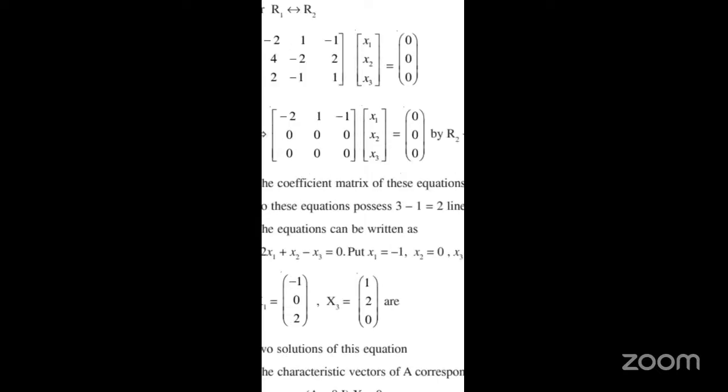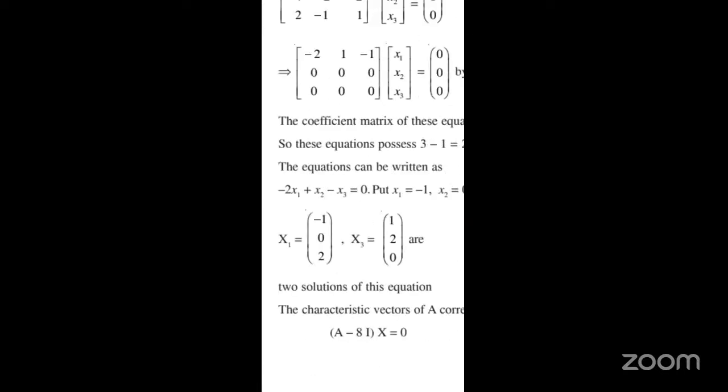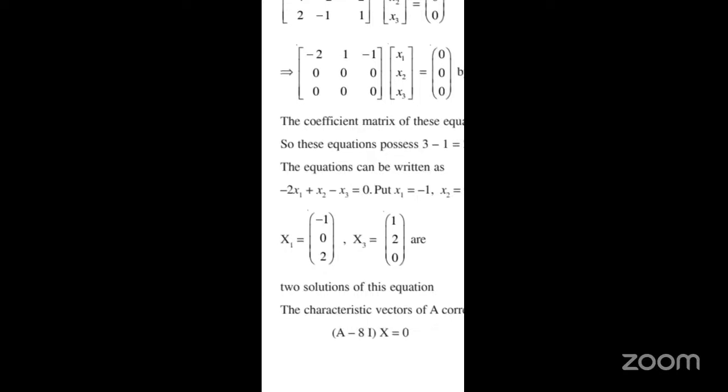Now there are three variables, and only one row is given, because the number of solutions is n minus r. Here n is the order of the matrix, which is three, and r is the rank of the matrix. After the simplification, the rank of the matrix is one. So n minus r solutions means 3 minus 1, so there are two linearly independent solutions. The equation can be written as minus 2x1 plus x2 minus x3 equal to 0.